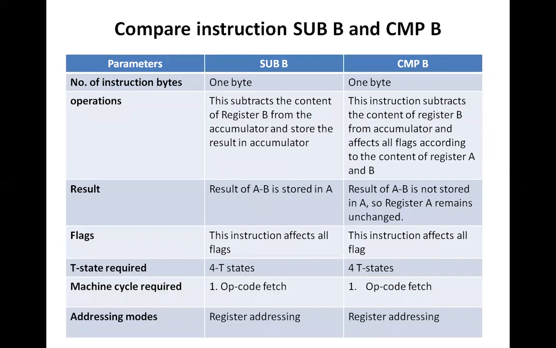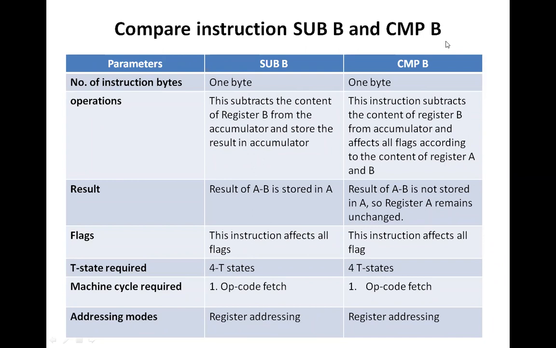Let us move on to the second: subtract B and compare B. Subtract B is going to subtract the content of B register from the content of accumulator, and the result will be stored in accumulator. And compare B is going to compare the content of B register with the content of accumulator. But it is not going to change the resultant into the accumulator. Only comparison is being done. Of course, a subtraction operation is performed for comparing the content of accumulator with the content of B register.